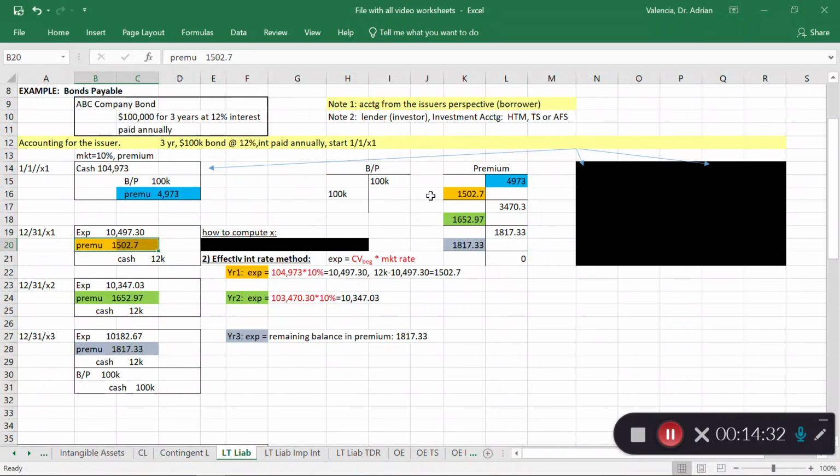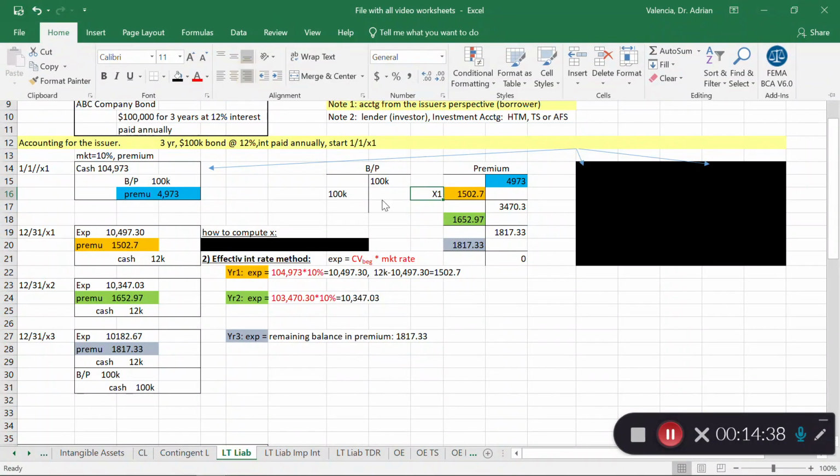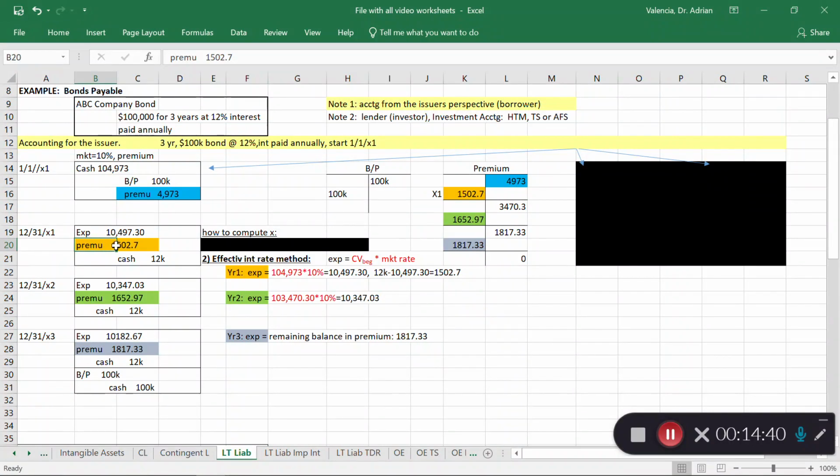So at the end of X1, it might help us to have the years here. At the end of X1, I'm going to amortize, in other words, remove from the premium 1,503, giving me an ending balance of 3,470. So this is important because this is the amount that I'm going to use to compute the carrying value for the year 2 computation.